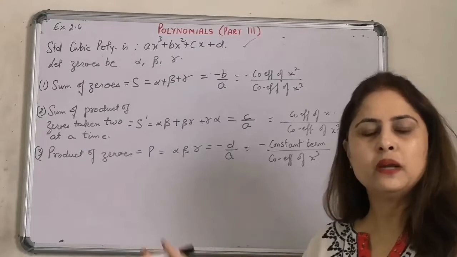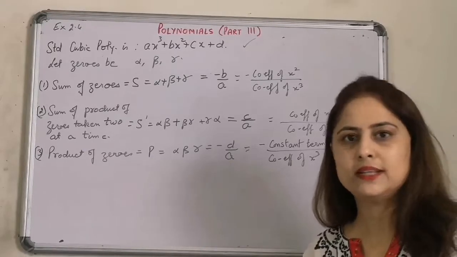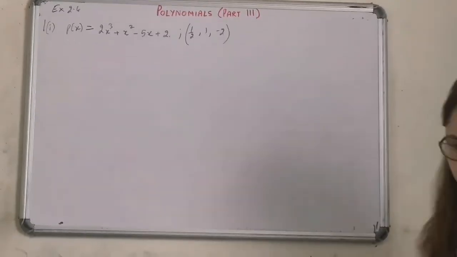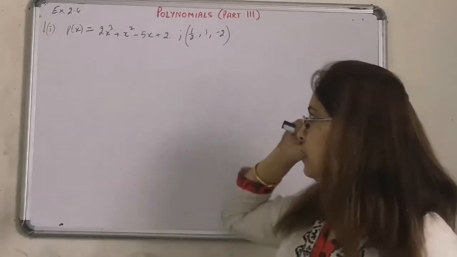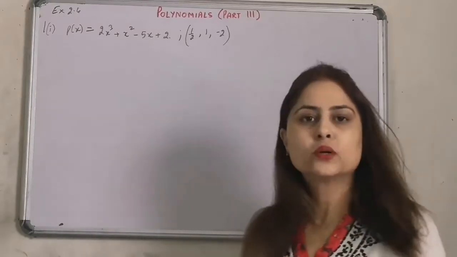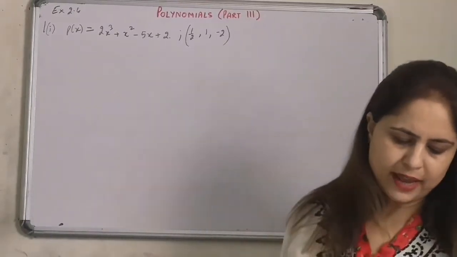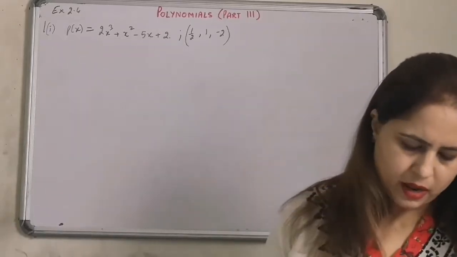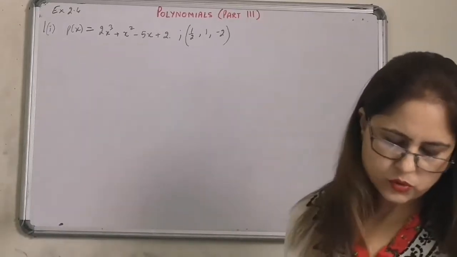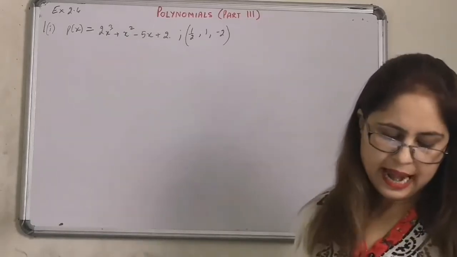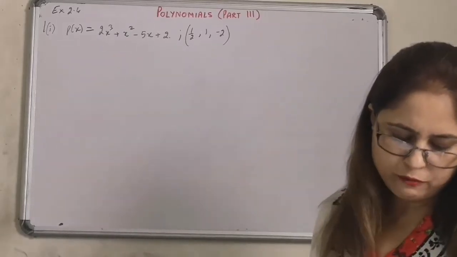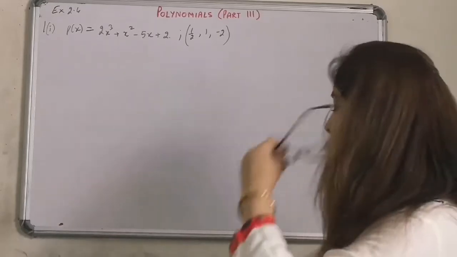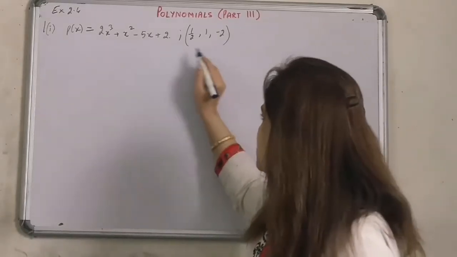standard cubic polynomial. Based upon these, we'll take up quiz number 1 and 2 of the optional exercise. Please take it. Now we are on quiz number 1 of exercise 2.4, and the question reads: verify that the numbers given alongside the cubic polynomial are the zeros of this cubic polynomial, and then we are supposed to verify the relationship between the zeros and the coefficients in each case. So verification, I hope my students remember.